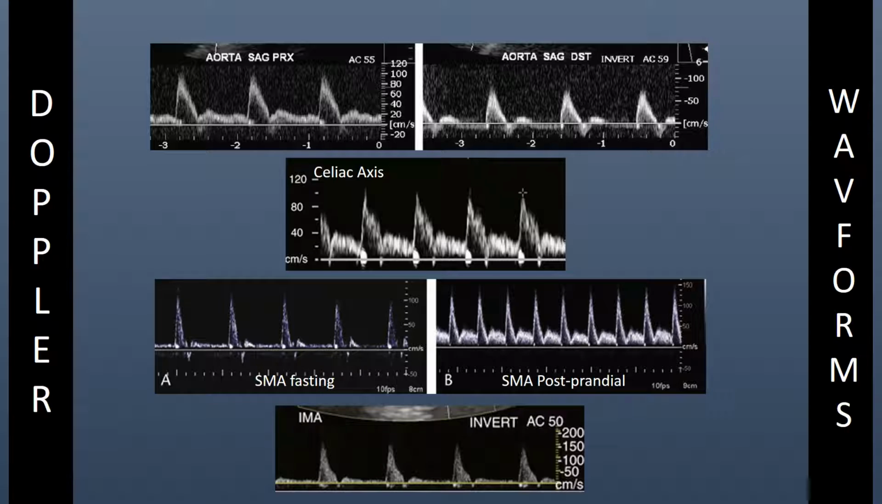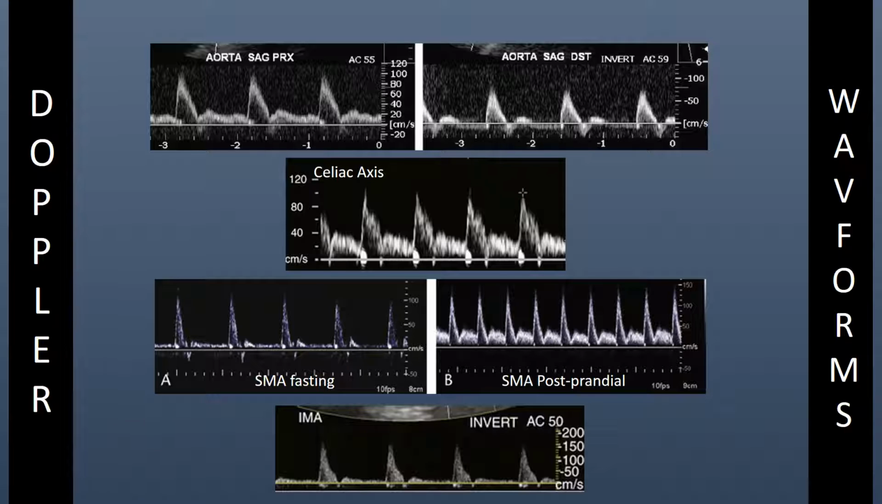After you've passed through the vessels that are going to be feeding the major organs, the distal aorta, it's predominantly feeding the lower extremities, which is going to be a much higher resistant vascular bed.